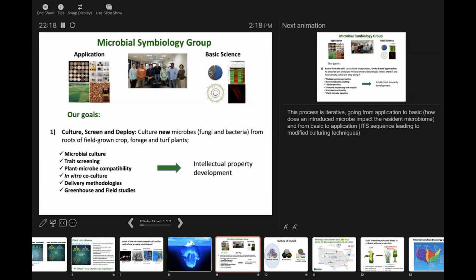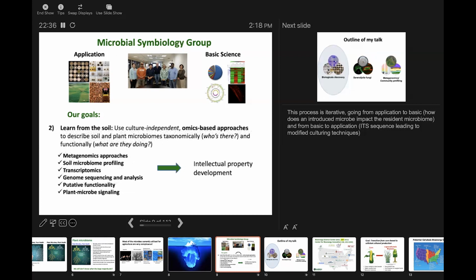In terms of basic stuff, again, this can actually all lead to intellectual property. Each of these microbes has that capacity for the university or for whoever. I'm the inventor on one of them. I'll show you what that is as well. But then we use these other approaches. These are culture independent, and they're so-called omics-based approaches. So transcriptomics, what genes are being expressed, metagenomics, who's there? And we can even use it to say, what are they doing there?